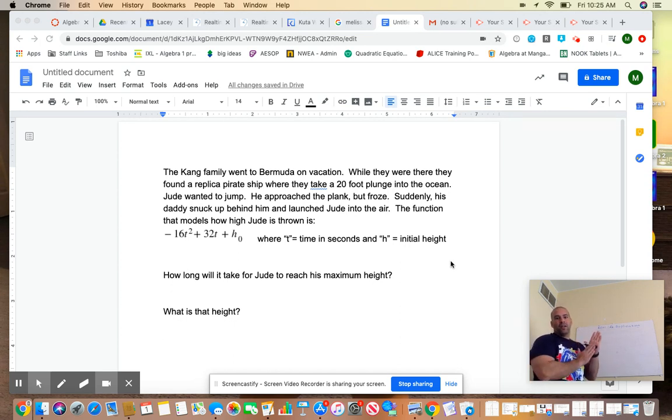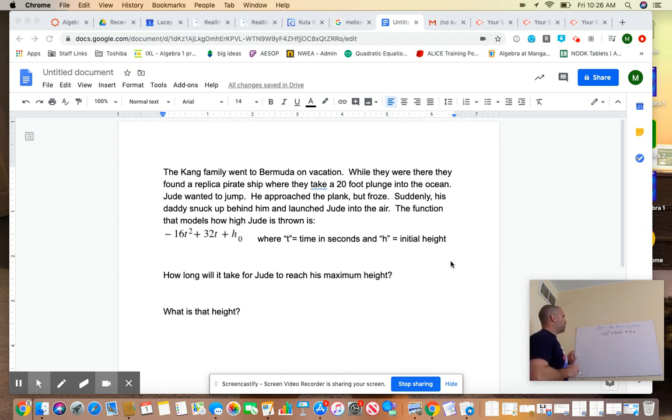So the function that models how high he was thrown in the air is h(t) = negative 16t squared plus 32t plus h of o. Now, a couple of things about this equation. This is a quadratic equation, and how do we know? Because the degree here is 2. That makes it a quadratic equation.